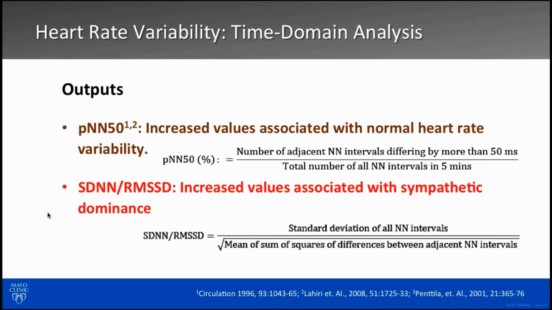We also calculated two other parameters related to time domain analysis based upon some of our reading of the literature. We looked at the PNN50, which is associated with, increased values are associated with normal heart rate variability. And that's calculated by the number of adjacent intervals differing by more than 50 milliseconds divided by the total number of intervals in that 5 minute interval. And we also looked at the ratio of SDNN to RMSSD, as that can be associated with sympathetic dominance, specifically increased values of that ratio. So we will be looking at all four of those parameters in the time domain.